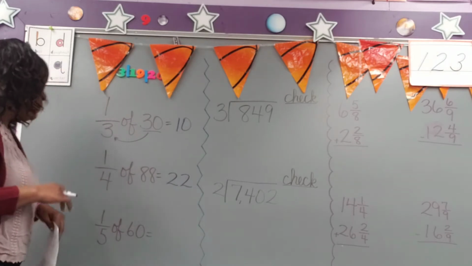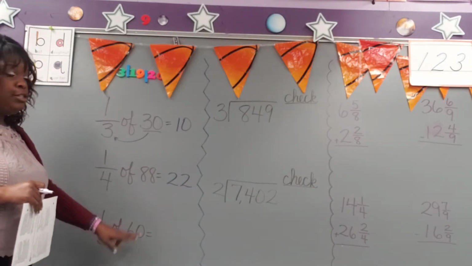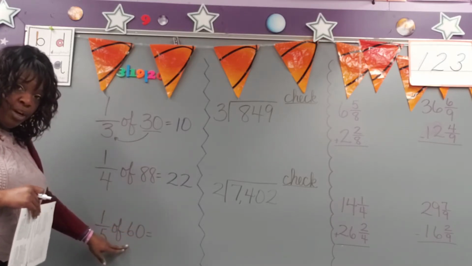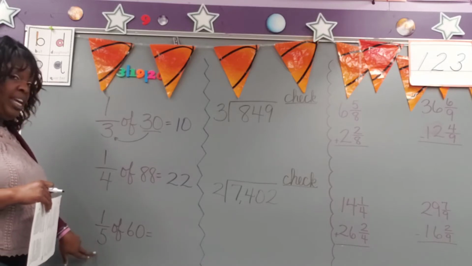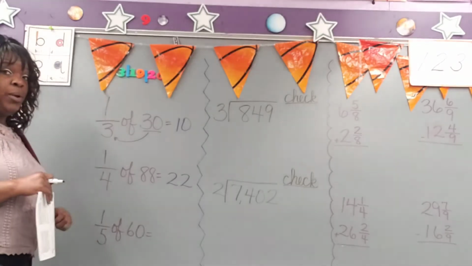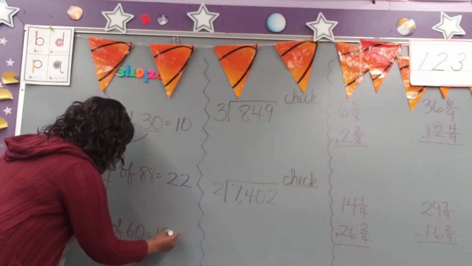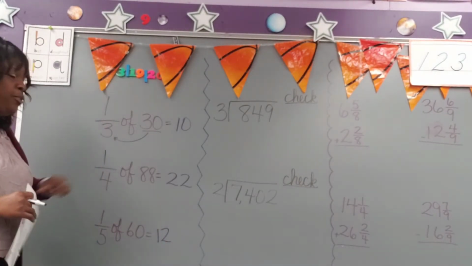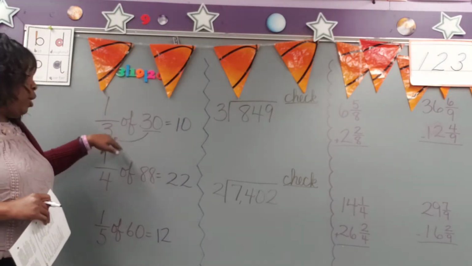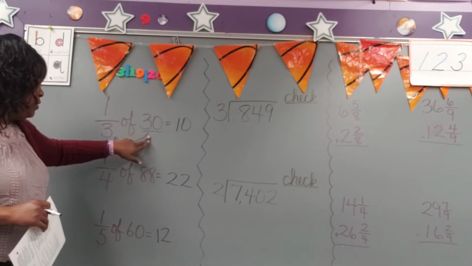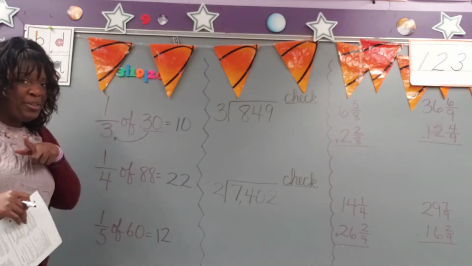Excellent. Good job. And the last one is 1/5 of 60. So take your whole number, divide it by your denominator, and that's how you figure out the answer. 1/5 of 60 is going to equal what, third grade? Excellent. 12. That's just a quick review of how we do our fraction of a whole, part of the whole. Take your whole number, divide it by your denominator, and you get your answer. And I hope you all got those correct.